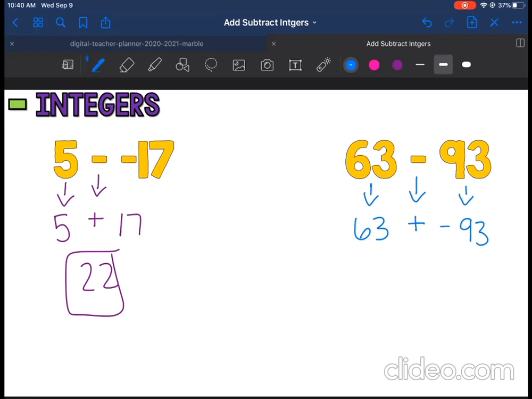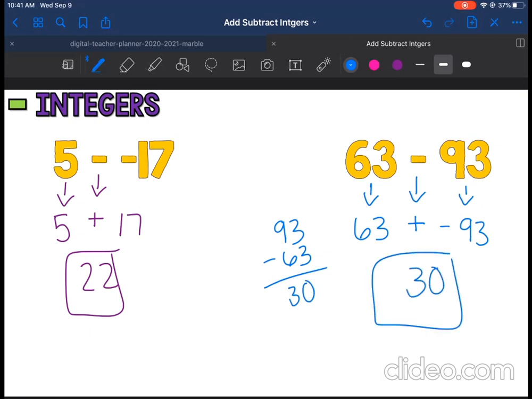93 minus 63. Abby, why am I doing 93 minus 63? So you have same signs or different signs? Different signs. And Dylan, when I have different signs, do I add or subtract? There you go. What is 93 minus 63? Just say it. 30. Okay. Now, is that my final answer? Am I done? No, Ariana? Why is it negative 30, Ariana?